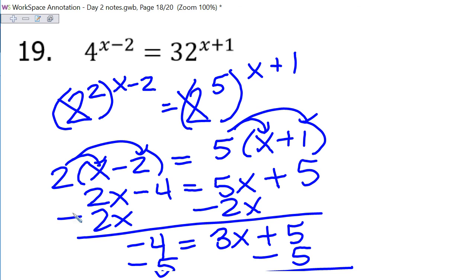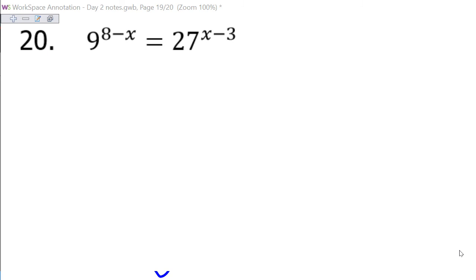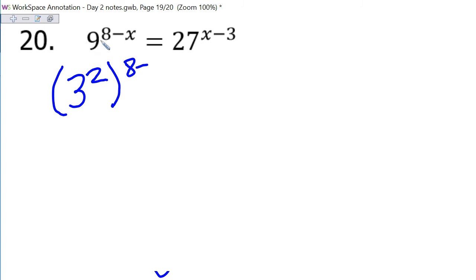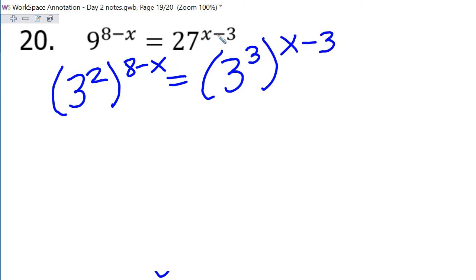Number 20, what would be the common base between 9 and 27? 3. So for 9, what would I put? 3 squared, and then 8 minus x. And for 27, that would be 3 to the third power. Then we'll have x minus 3. What happens with those 3? They cancel. And power to a power, what do I do with those exponents?